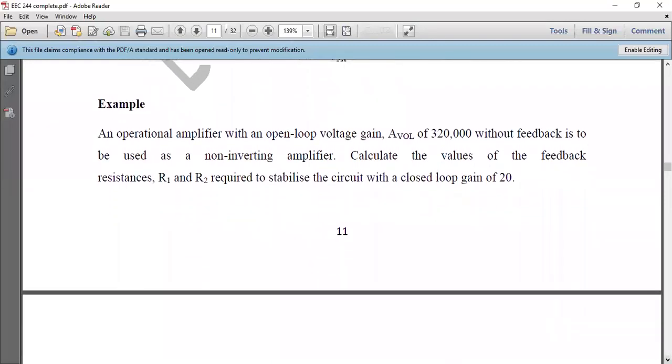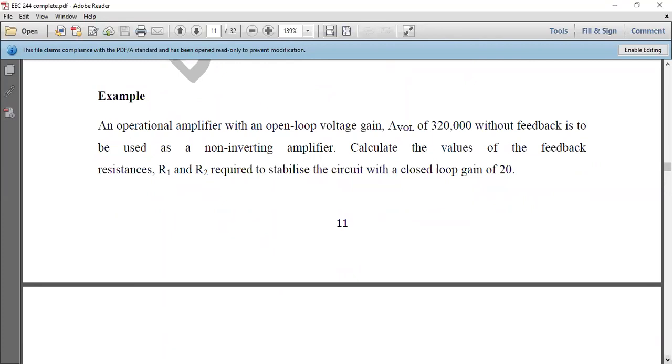The example is this: an operational amplifier with an open loop voltage gain AVOL of 320,000 without feedback is to be used as a non-inverting amplifier. Calculate the values of the feedback resistance R1 and R2 required to stabilize the circuit with a closed loop gain of 20. So we are given only two parameters. The first one is the open loop gain, 320,000. That is AVOL. The closed loop gain is 20.